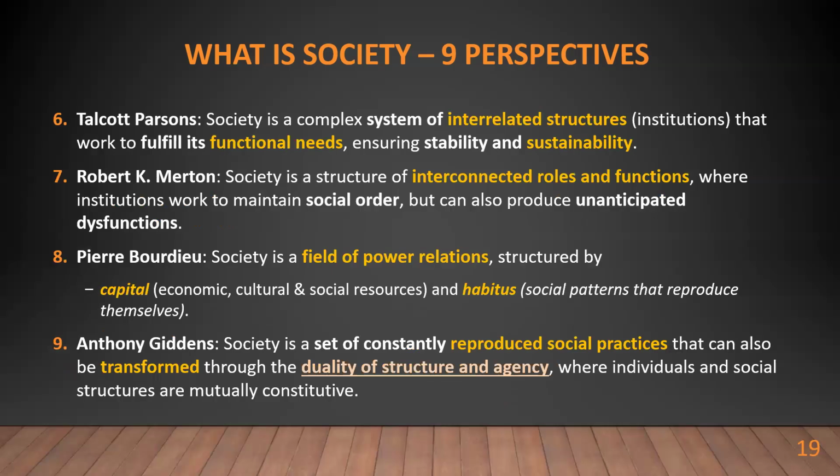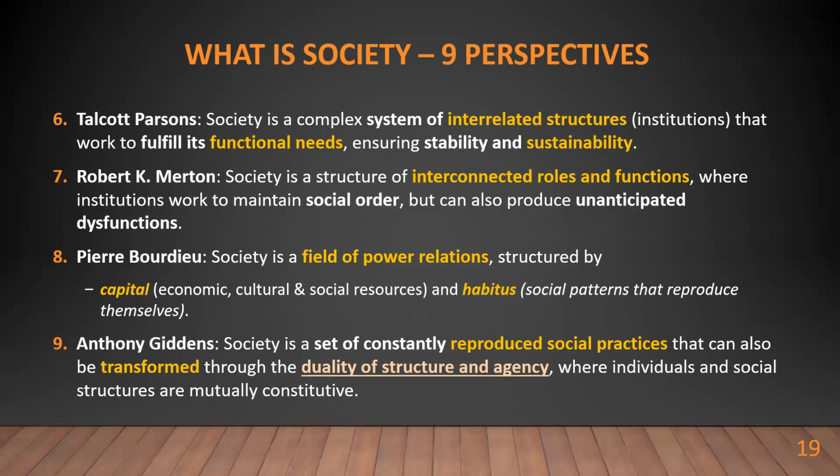Talcott Parsons: society is a complex system of interrelated structures, institutions, that work to fulfill its functional needs, ensuring stability and sustainability. Of course, we know that Talcott Parsons' theory is called structural functionalism. So of course, there are structures, and of course, they're functioning and fulfilling the needs of society. And that is it, that we have structures to maintain stability by fulfilling the functions.